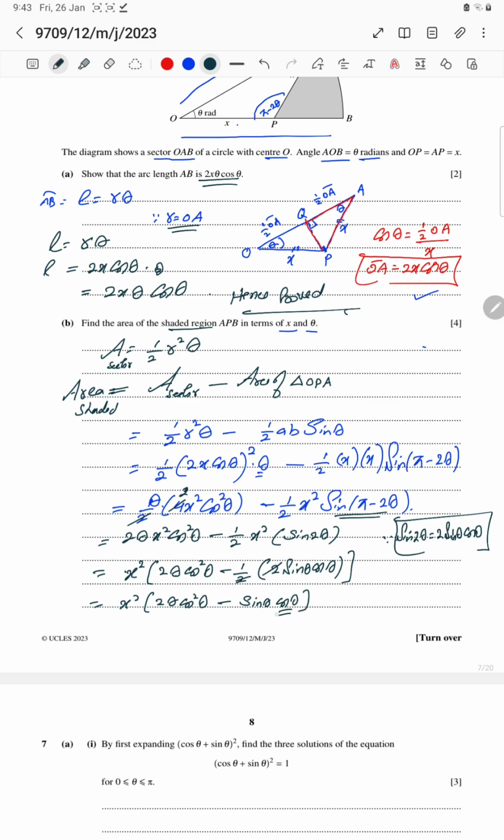Further we can take cos theta as common here, so x square cos theta times 2 theta cos theta minus sine theta. This can be one of the solutions in terms of x and theta. I hope it is clear. Let's proceed to the next case.